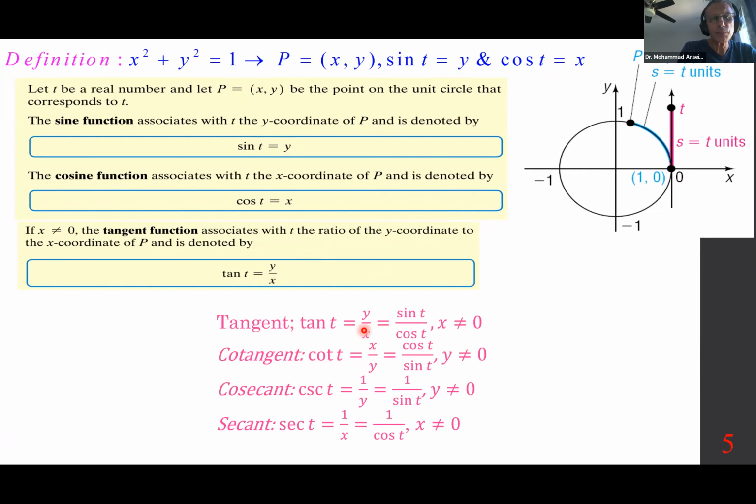Now, cotangent is the reciprocal of tangent. Cosecant is the reciprocal of sine, and secant is the reciprocal of cosine. Needless to say, in all cases, the denominator can never be 0. So these are the definitions we are going to use. As long as we know these three, the answer to the rest of them would be the reciprocals.